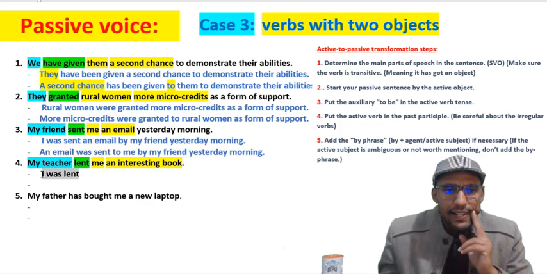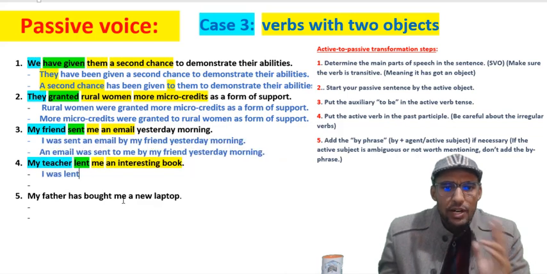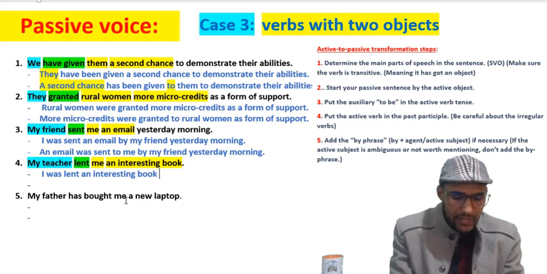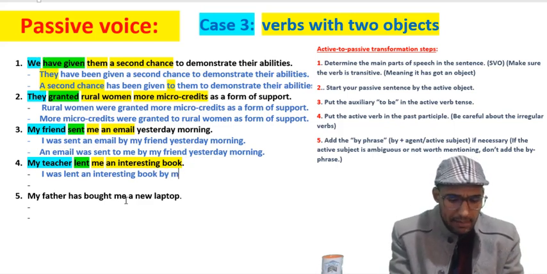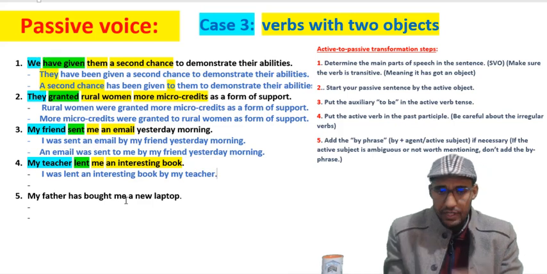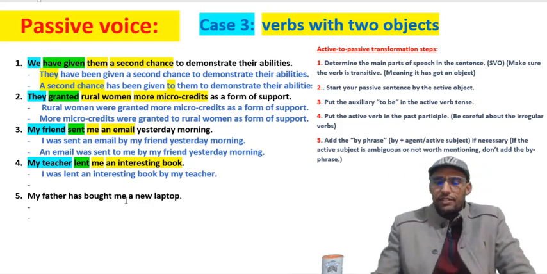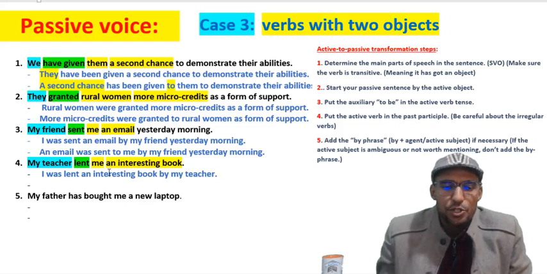Here we go, right? I was lent what? I was lent an interesting book. All right, and then we have my teacher, so we say by my teacher. I was lent an interesting book by my teacher. All right, very good. Okay, so there is no to here, great.